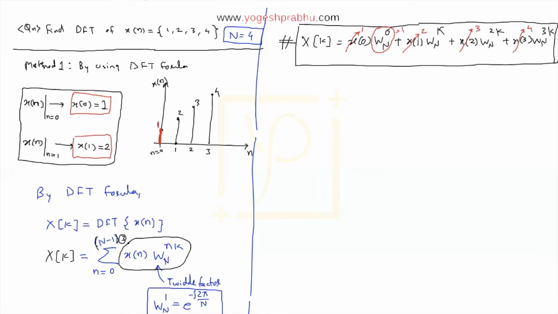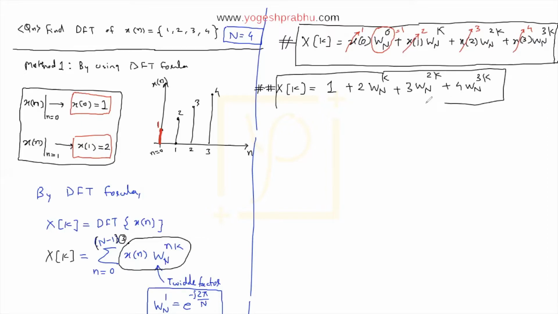So let us write down this in a simplified form. So I get x of k as, the first term will become 1. Then next is 2 wn raised to k. Then next one would be 3 wn raised to 2k, and the next one would be 4 wn raised to 3k. Is that correct? So we got an expression for x of k like that. Now as soon as you get this, we will rather use this expression. This is more simplified than the first one.